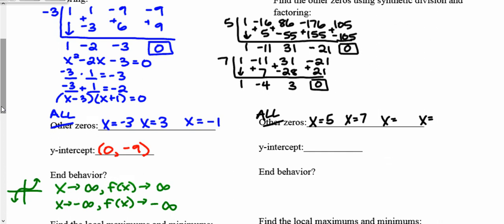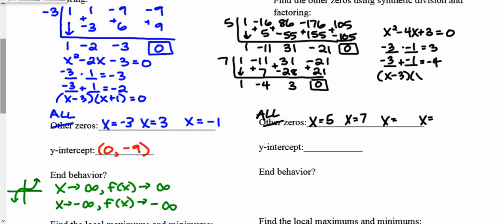So I'm going to write the quadratic that we had left over here on the right-hand side. So that would be 1x squared minus 4x plus 3. So I'm going to find numbers that multiply to 3 and add to negative 4, just going through our factoring process. So those numbers would be negative 3 and negative 1, which means our factors are x minus 3 and x minus 1, which means our remaining zeros are positive 3 and positive 1.